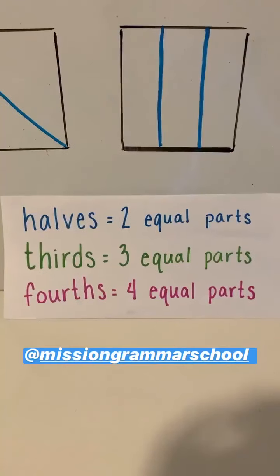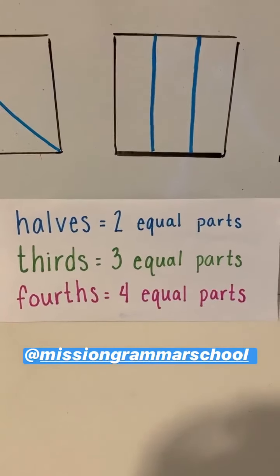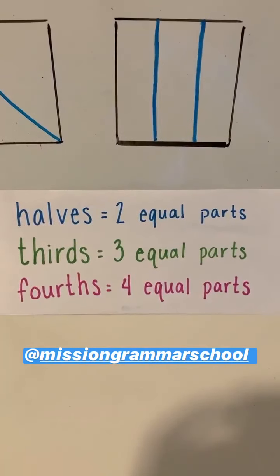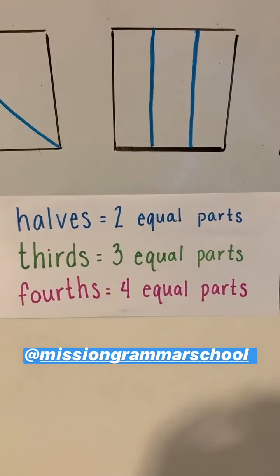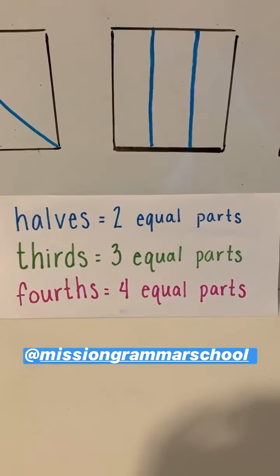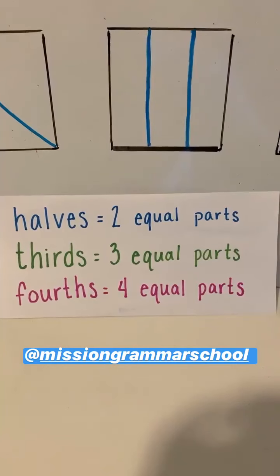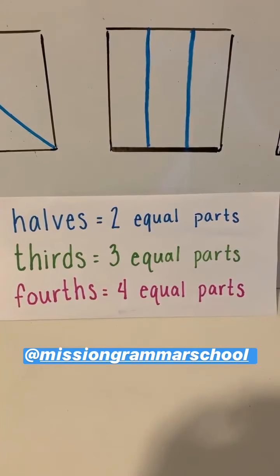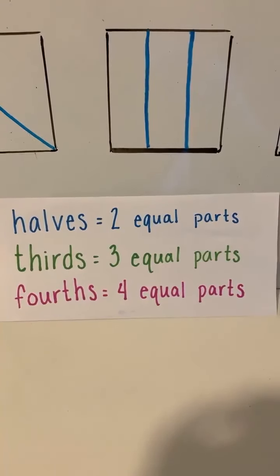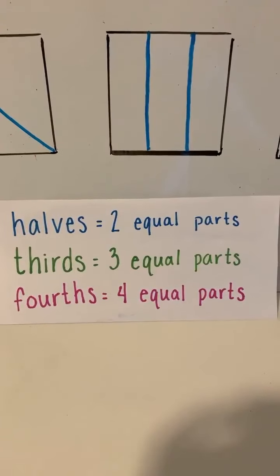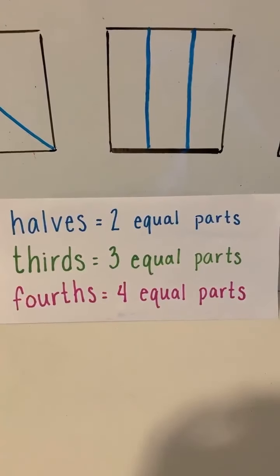You're also going to see the words halves, thirds, and fourths in this week's packet. And all these words mean are 2 equal parts, 3 equal parts, and 4 equal parts. And the word equal is key because it can only be halves, thirds, or fourths if each part is equal.